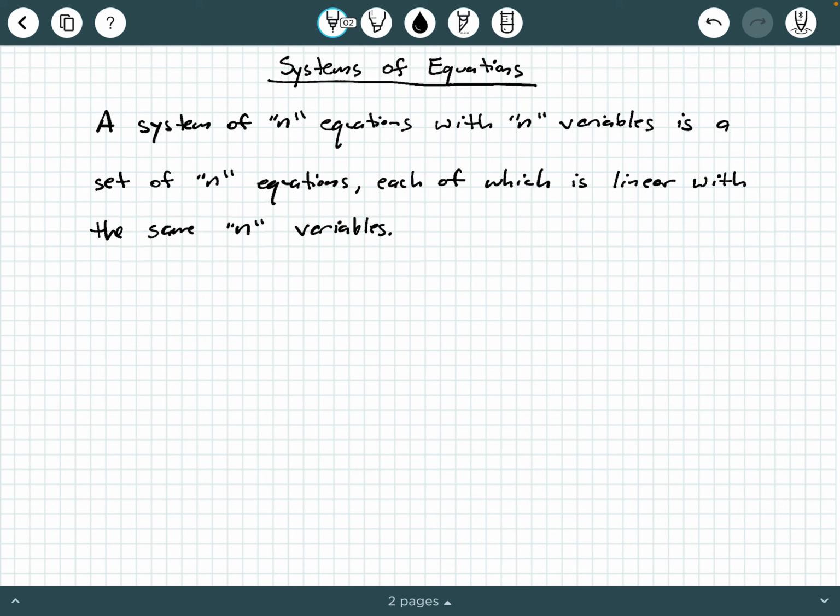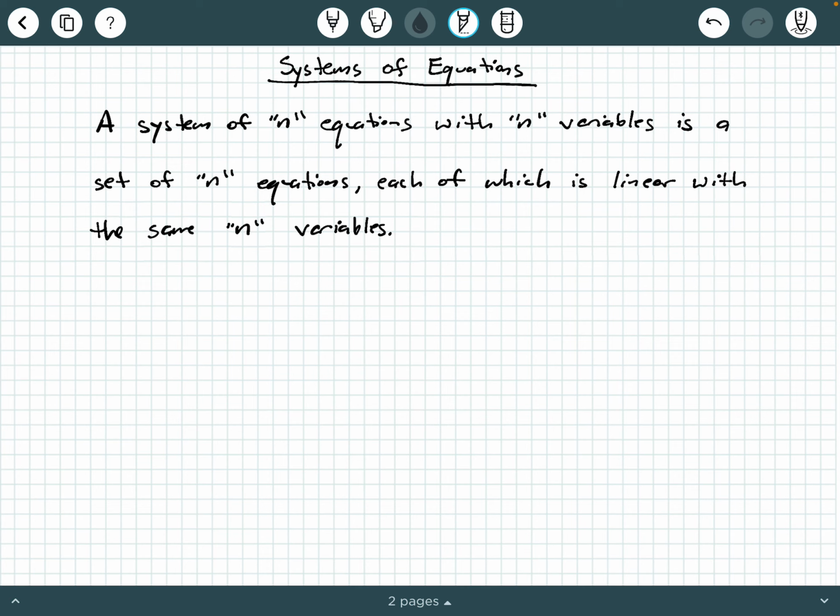Okay, and so what we're talking about when we say a system of equations is two or more equations with two or more variables. Now, we are only really going to specifically talk about systems with the same number of equations as the number of variables. So we're going to be talking a bit more specifically about systems of linear equations with two equations and two variables, or three equations, three variables, four equations, four variables, so on and so forth. Okay, so let's talk about their solutions.